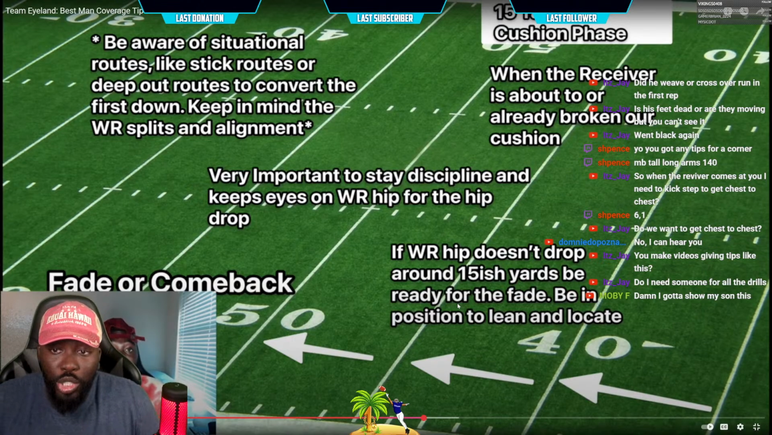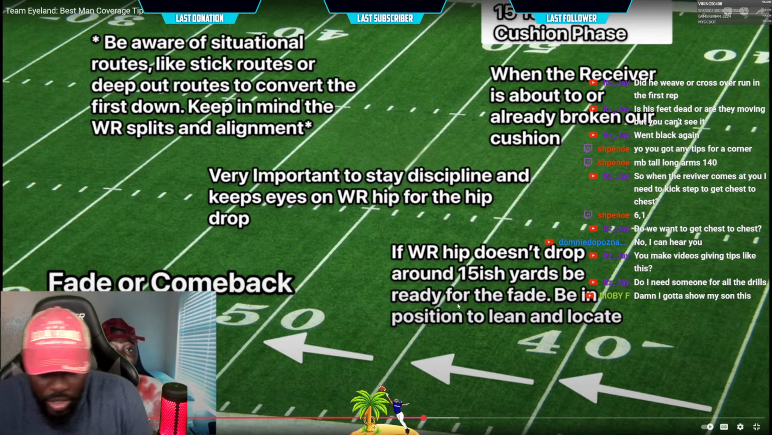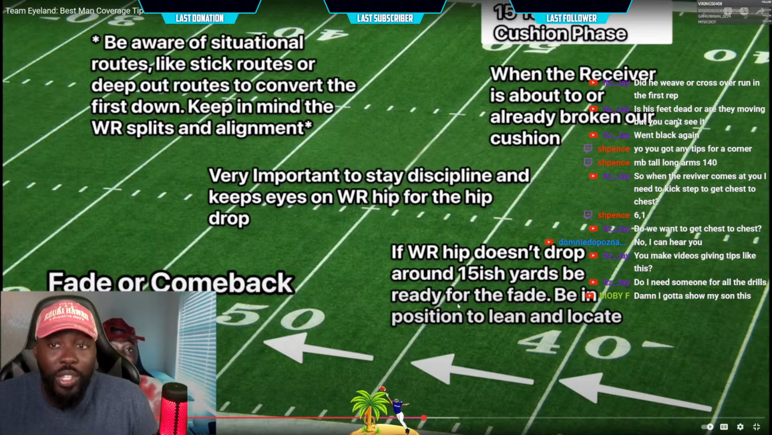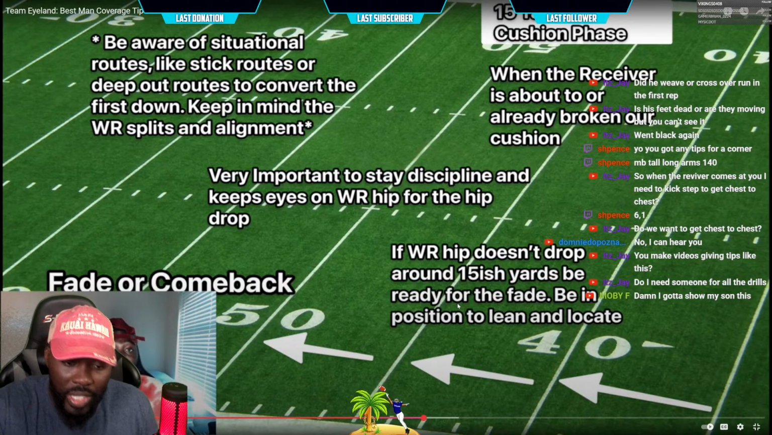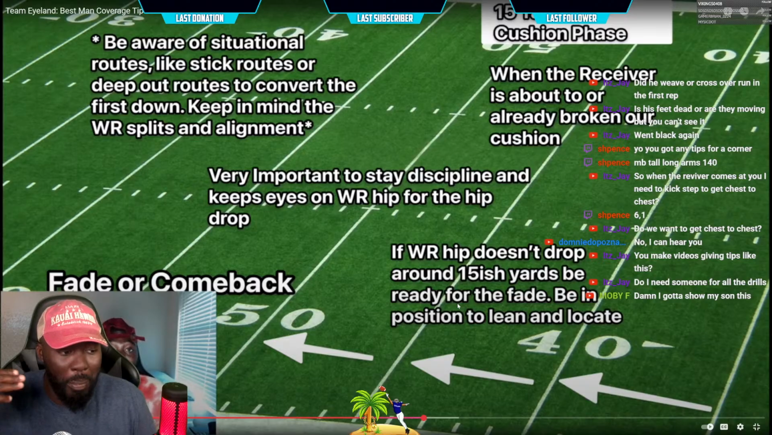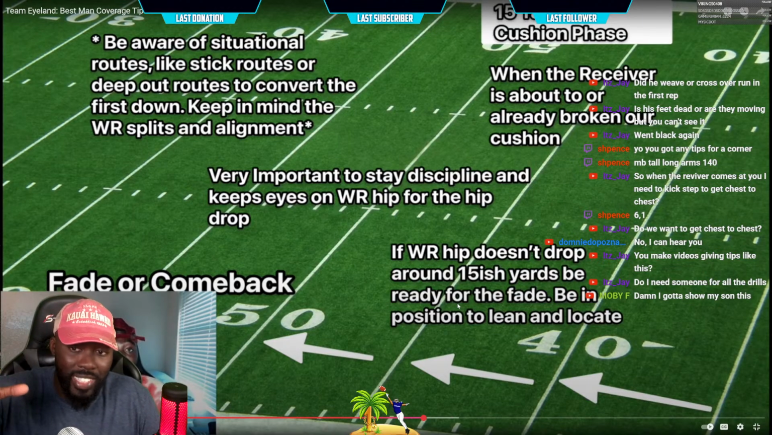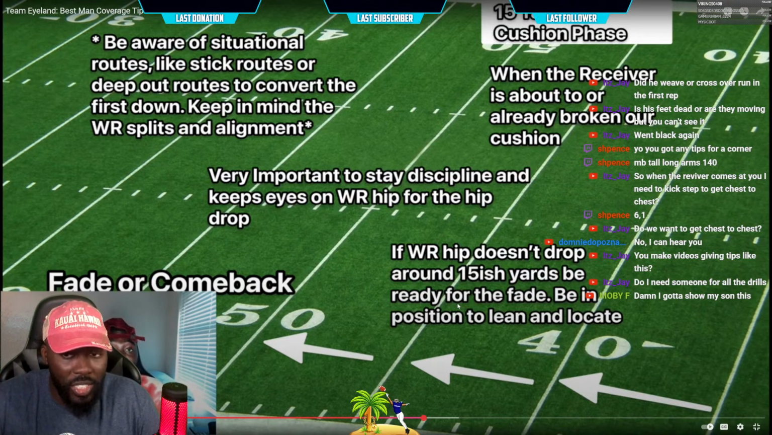So a lot of times you don't want to panic when the receiver starts being shifty and doing all that stuff and being fast. Now, you might open up a little bit earlier if he breaks your cushion, if he's a fast receiver, but you still want to make sure your technique is sound. You still want to understand route concept, understand the pre-snap reads, where the receiver's alignment is at. All that stuff plays a huge role, and that will help you understand, okay, no matter how fast this guy is, I know what route I can expect, and I can be in better position to stop him.